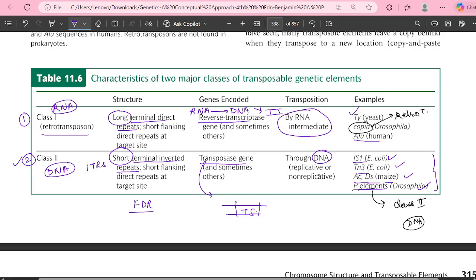So all of this has been covered. Only the copia elements are left, which you can study by yourself. It is at your own pace, you have to learn it by yourself. So this completes our transposons unit.